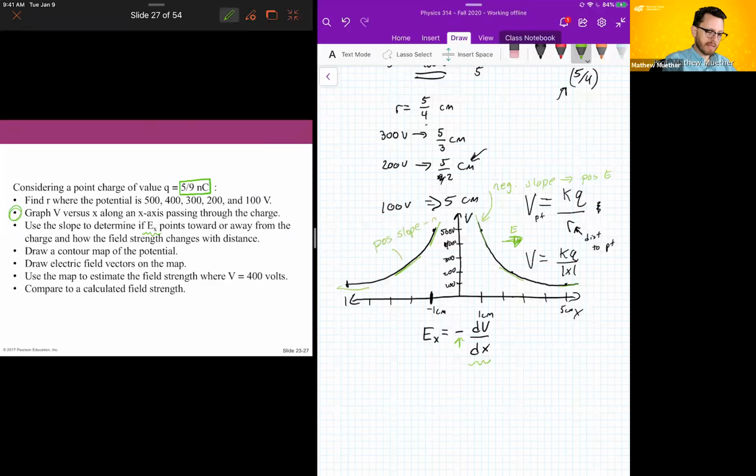This implies negative electric field. So the electric field is pointing this direction on this side. That's what we expect, right? The electric field is always pointing away from that positive charge.